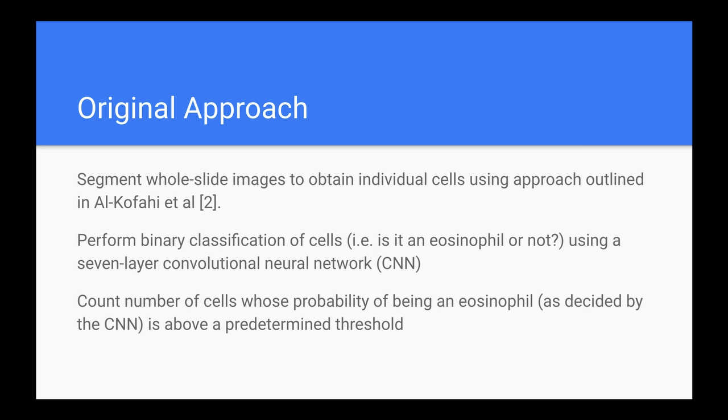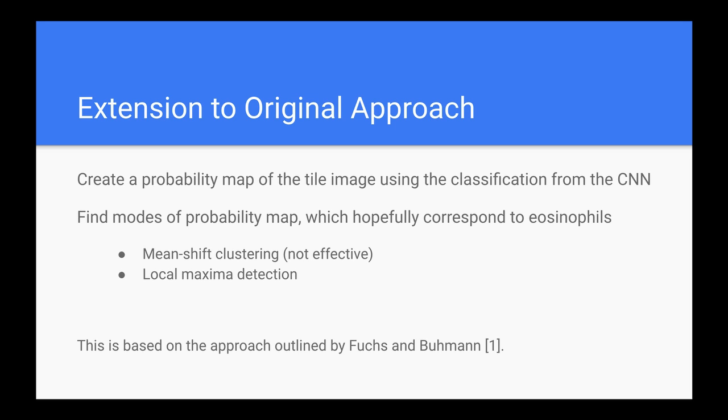So our original approach for this was to take a whole slide image of these nasal biopsy samples, segment it to obtain the individual cells, perform binary classification on each of those cells, and then count the number of those cells which the CNN believes is an eosinophil with certainty above a predetermined threshold. Joe and I wanted to see if we could extend this approach to achieve better performance.